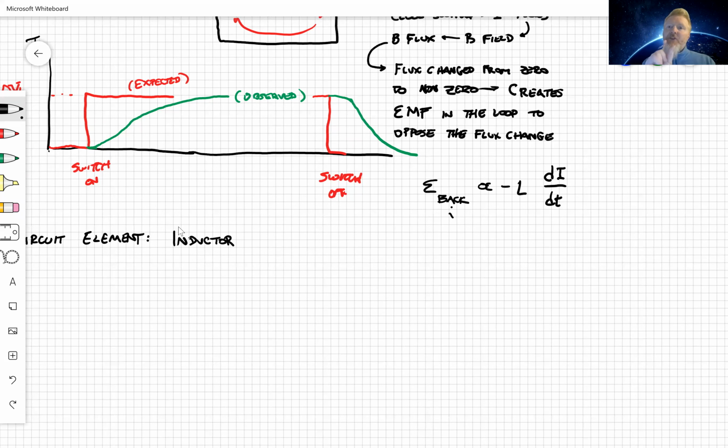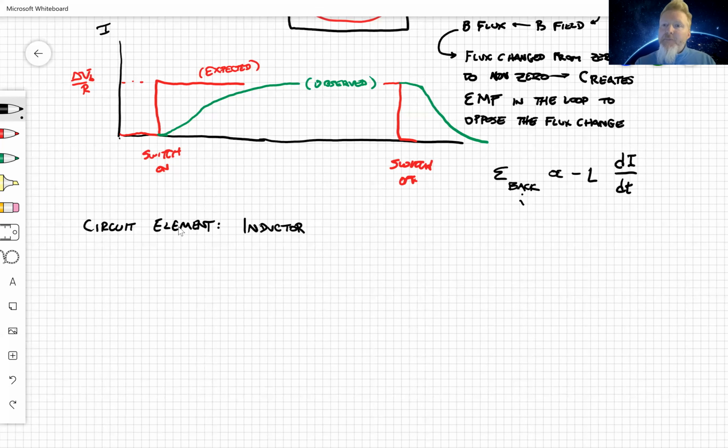So the circuit itself feels a voltage pushing the other way due to the di dt in itself. And this thing here is called the self-inductance. We just drop the self and call it the inductance. So each circuit has its inductance. We don't say self because it's in itself. So there's a circuit element called an inductor.